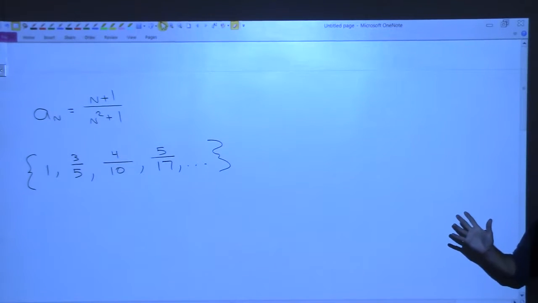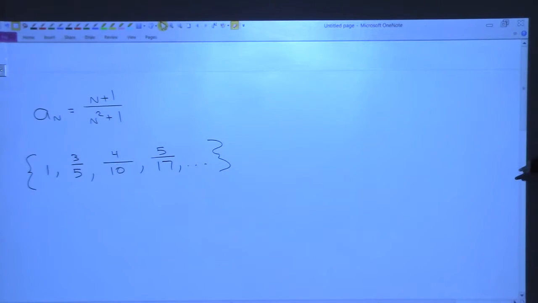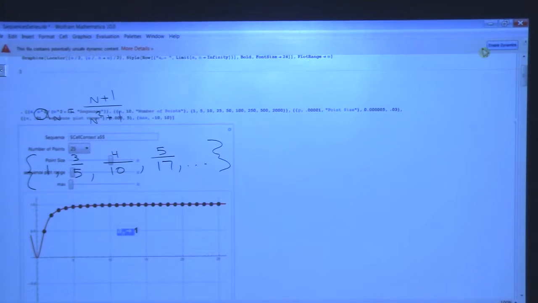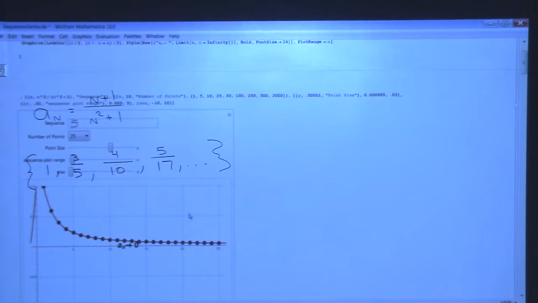That's my sequence. All right, let's visualize this. Remember when I did the dots earlier? I'm going to do the same thing. It was n plus 1 over n squared plus 1. There it is.